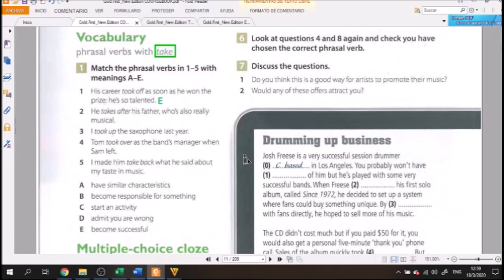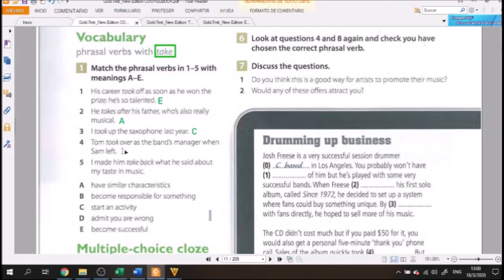Number two, he takes after his father, who's really musical. Have a look at the options we have here and comment in the chat which letter is the correct definition. Are you there? Don't leave me. Yes, have similar characteristics. Very good. Number three, I took up the saxophone last year. I took up, meaning, yes, C, you start a new activity. You start a new hobby.